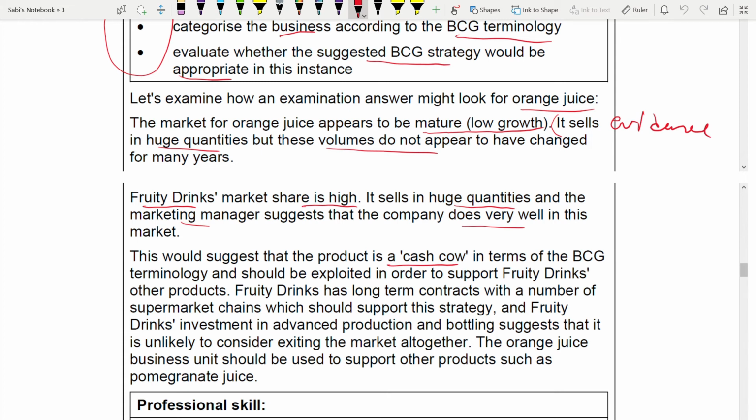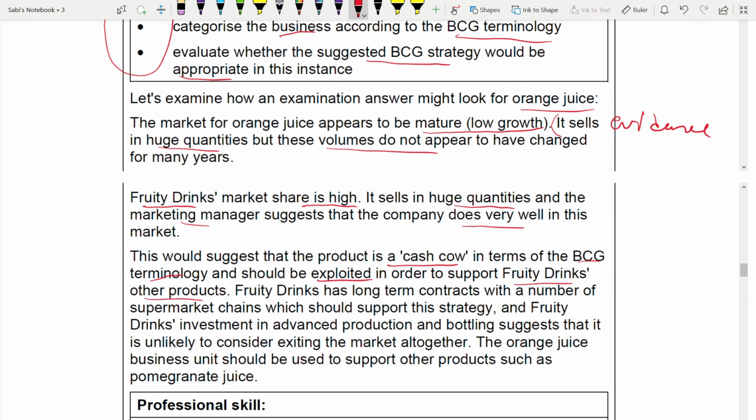Okay, so if you go by the BCG terminology, what does it say? What should you do with a cash cow? They say you have to exploit the cash cow. Can you exploit cash cows in this case? Yes, you have to exploit the cash cow in this case to support the fruity drinks' other products.